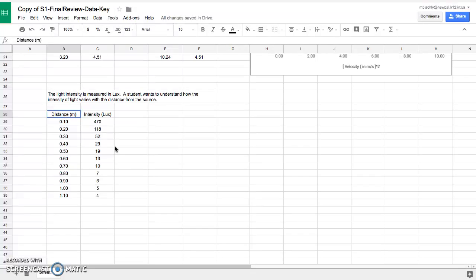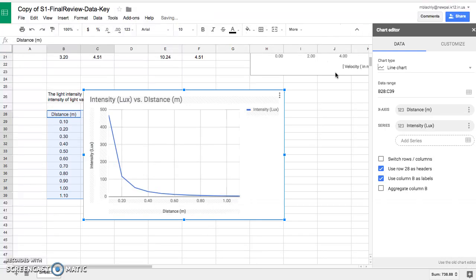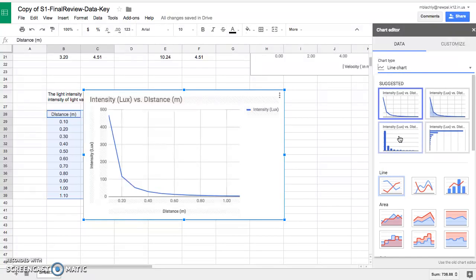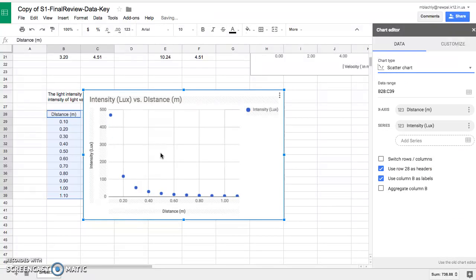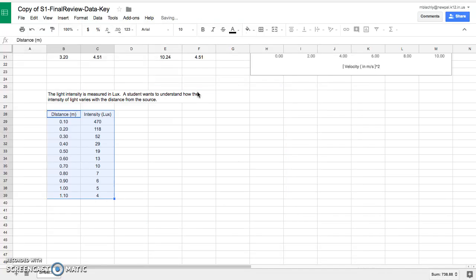Okay, so for the second set of data, we quickly take a look at a graph of it, take a peek and see what it looks like. Always make sure you're using a scatter plot. And it looks like it's a reciprocal relationship. It looks like as the distance goes up, the intensity goes down. So my first guess is that there's a reciprocal relationship.